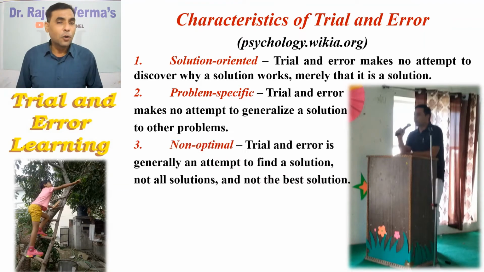That is non-optimal. T and E is generally an attempt to find a solution, not all solutions and not the best solution to a problem. This is a very important point. The individual tries to find out only a solution, not the best solution and not all solutions. They try to find out how you solve this problem.